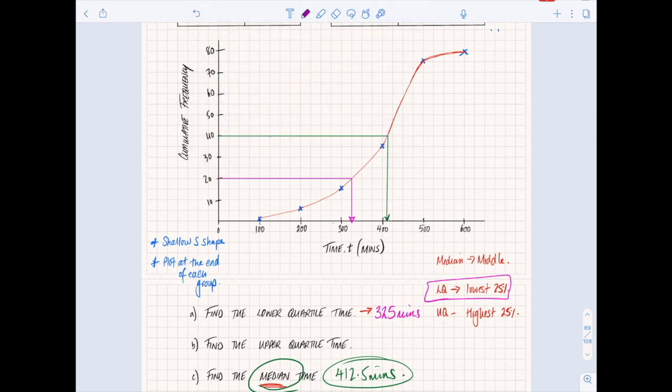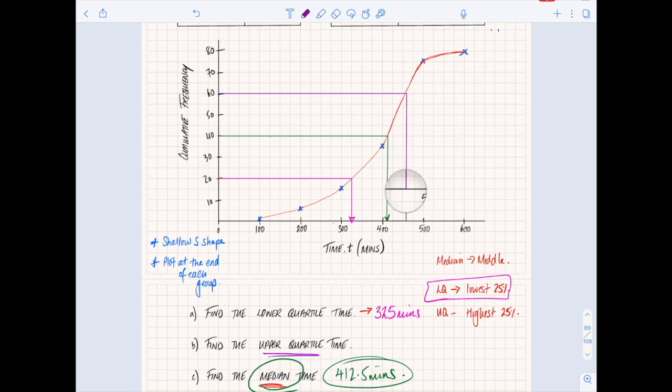Last one we're going to do then is the upper quartile. So 80 pieces of data. You find your lower quartile, which is 20. And then because it's the upper quartile, it's 3/4. You then times that by 3, which means I go to 60. You read across, and when you hit your graph, you then read down.